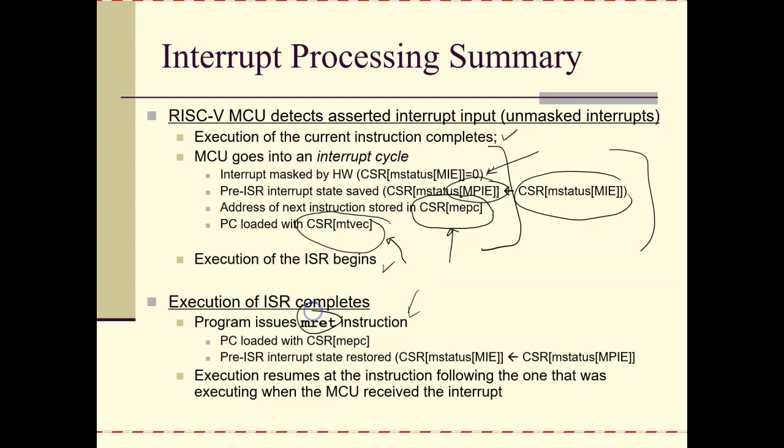I'm going to issue an MRET instruction, which stands for machine return. And what that's going to do is take my previously stored address, and this is the address of the next instruction that would have been executed if I hadn't gotten an interrupt. It's going to put that back into the PC, and then it's going to take this bit right here, which was copied automatically from MIE, and put it back into MIE. And then after all that, normal execution is going to resume.